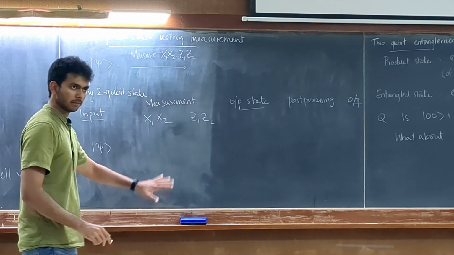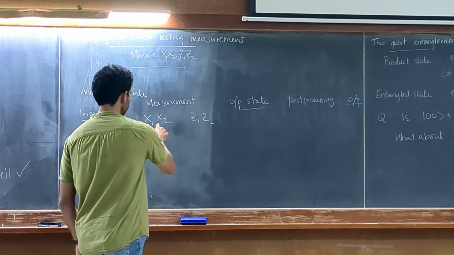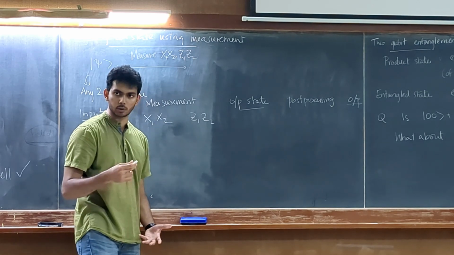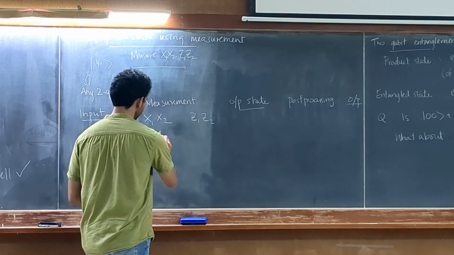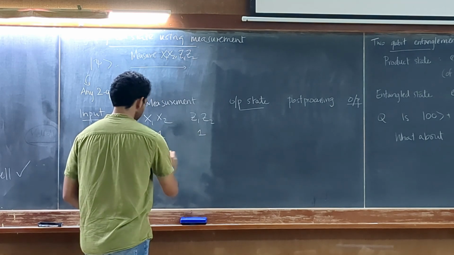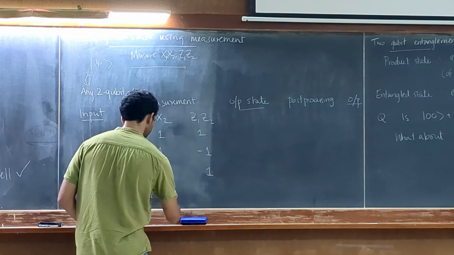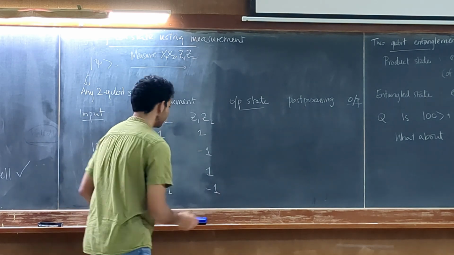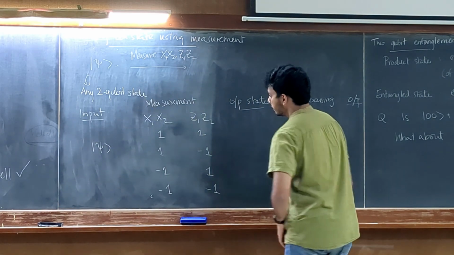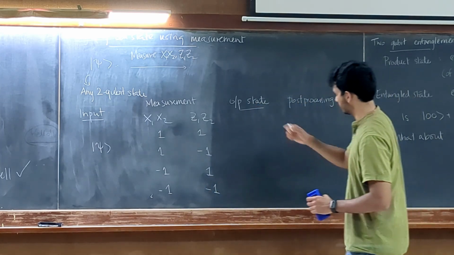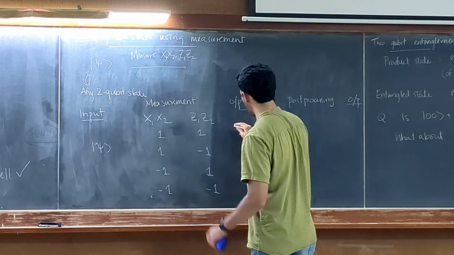And just fill this table up, it will be clear what I mean. So I just explained now that these two operators can only have eigenvalues plus 1 or minus 1. So there are 4 possibilities: 1, 1; 1, minus 1; minus 1, 1; or minus 1, minus 1. And for this, you have to do this calculation. I'll just tell you the answer.